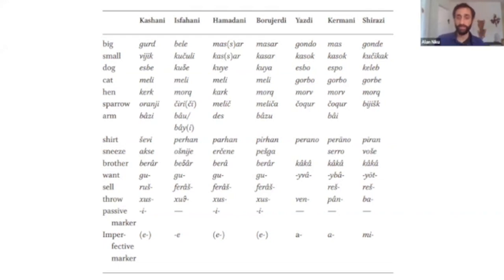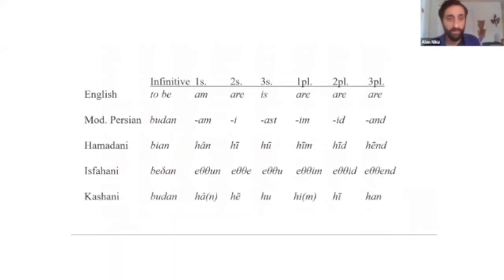And it's not just the vocabulary, it's also the grammar. So here's a conjugation of the word to be. So I am, you are, he is, so on. So we can see how different it is here. So in Persian, it's expressed in suffixes. Hastam, hasti, hast, hastim, hastid, hastand. That's how you do that. In Hamaduni, it's han, he, hu, him, hid, hend. In Esfahani, it's ethun, ethe, ethu, ethim, ethid, ethen. Very, very different. Even a verb as simple as to be is completely different between these languages.